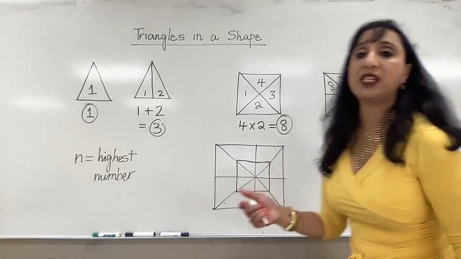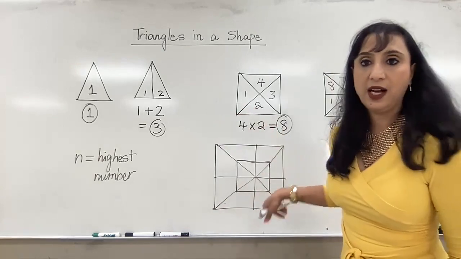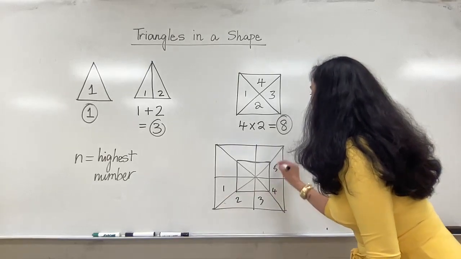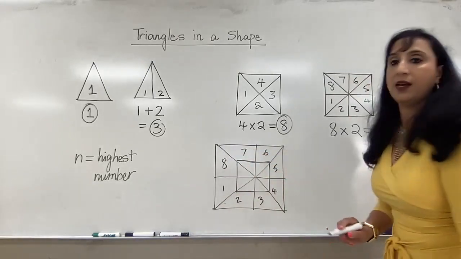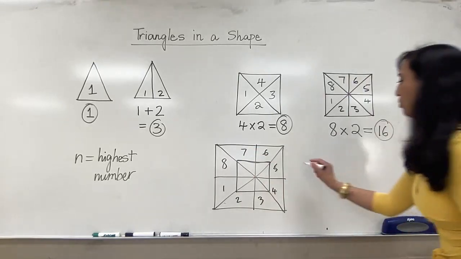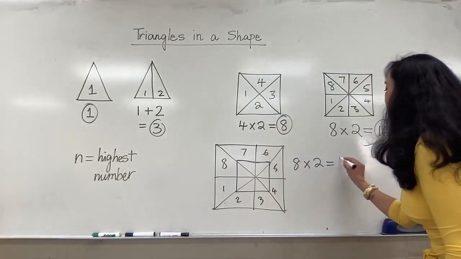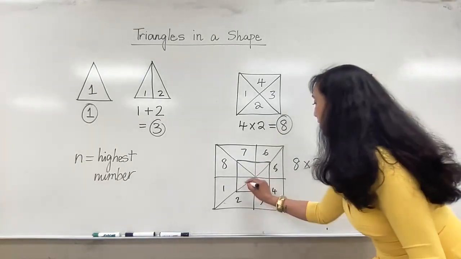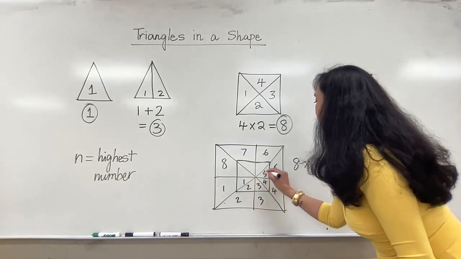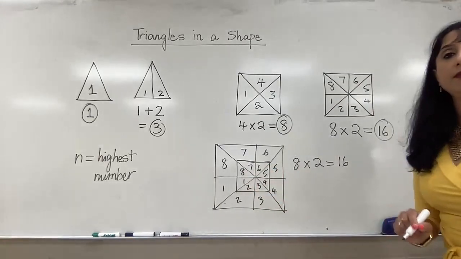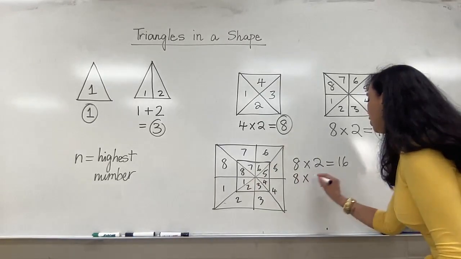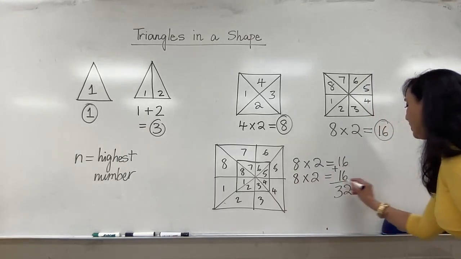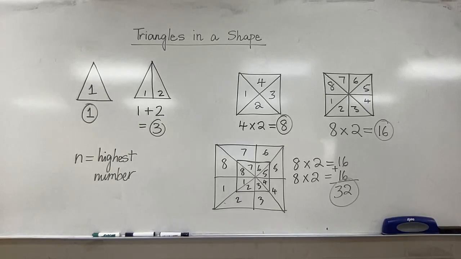So I'm going to first start counting on the outside. 1, 2, 3, 4, 5, 6, 7, 8. Okay, and I know that I'm going to double it. So 8 times 2 gives me 16. And then I'm going to count the inside part. Okay, so 1, 2, 3, 4, 5, 6, 7, 8. And again, I'm going to do 8 times 2, which is 16. And when I add both of these, I'm going to get 32 triangles in this shape.